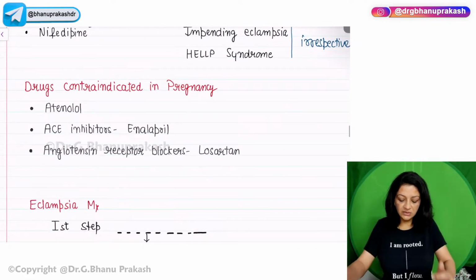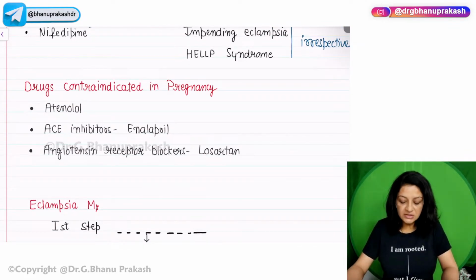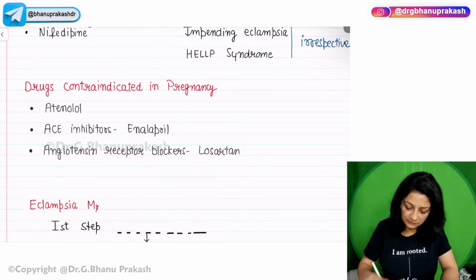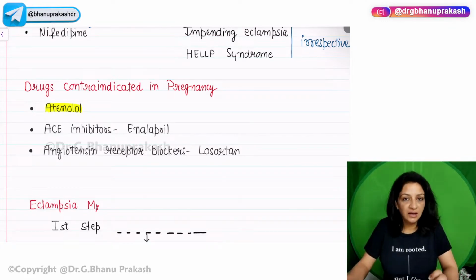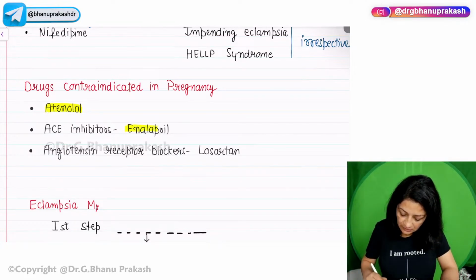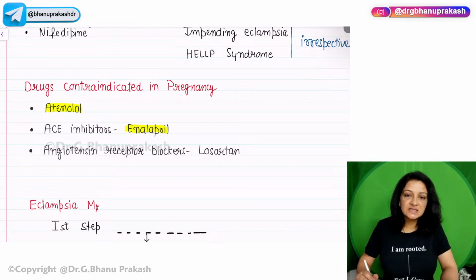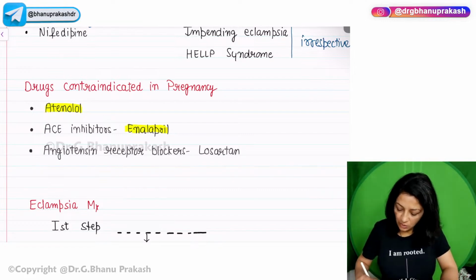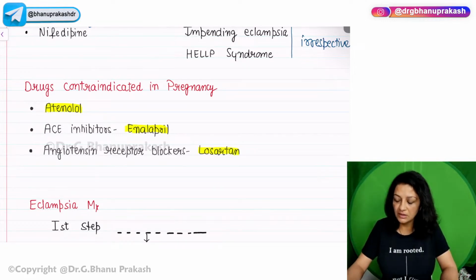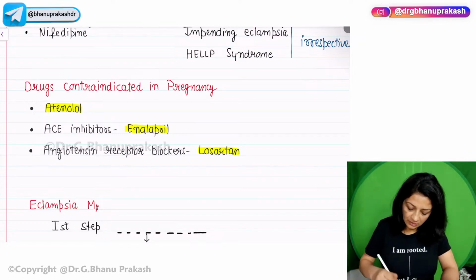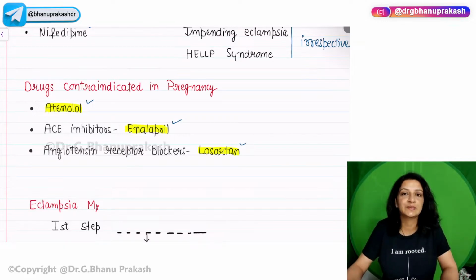So next one is drugs contraindicated in pregnancy. कौन सी ड्रग्स हैं जो हम प्रेगनेंसी में नहीं दे सकते हैं? First one is atenolol. Second one, ACE inhibitors, that is enalapril, and the last one is angiotensin receptor blockers, losartan. So these are the drugs which are contraindicated in pregnancy.